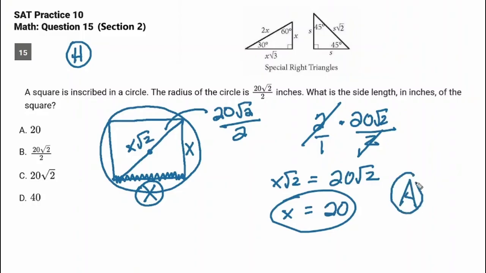These problems are really easy once you do a few of them. So if you're a little bit confused here, don't worry about it. Just do a few special right triangles problems and you'll see that it's really just kind of plugging and chugging. Get it right and move on.